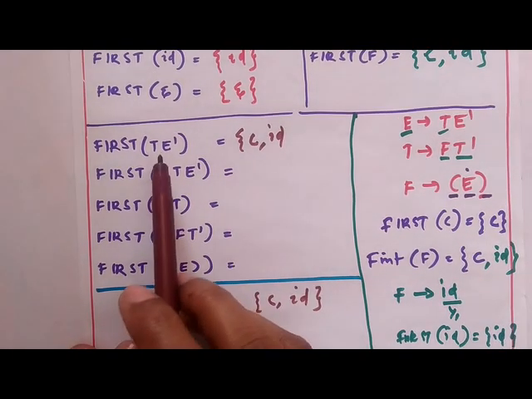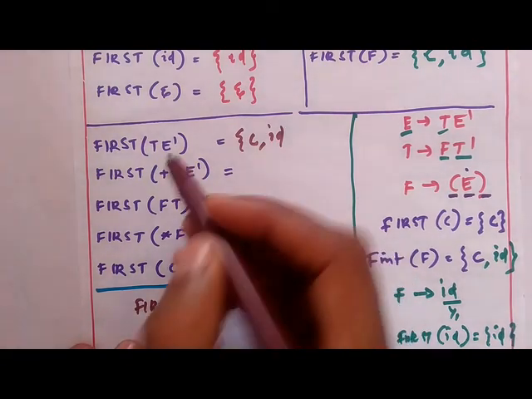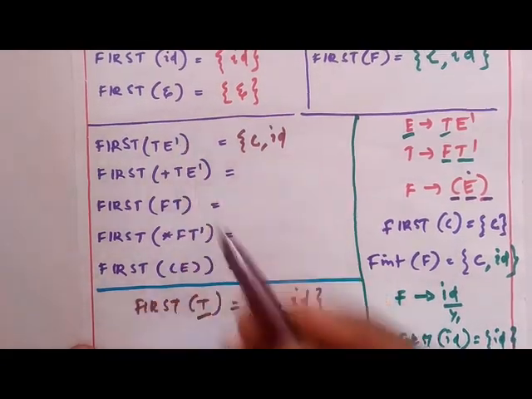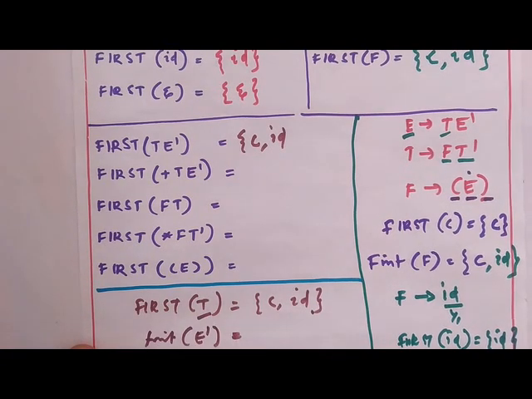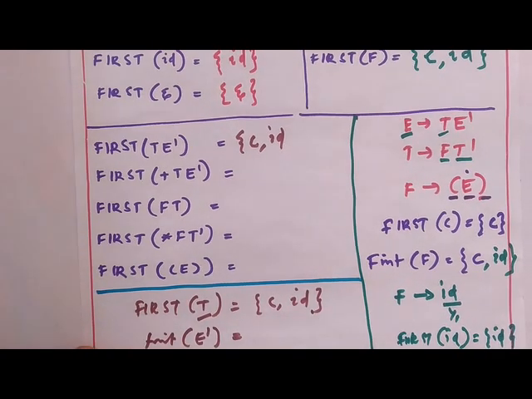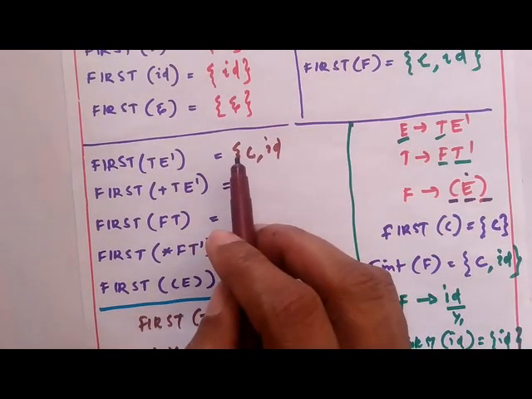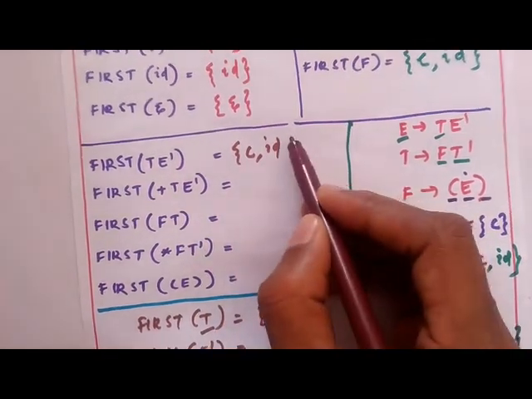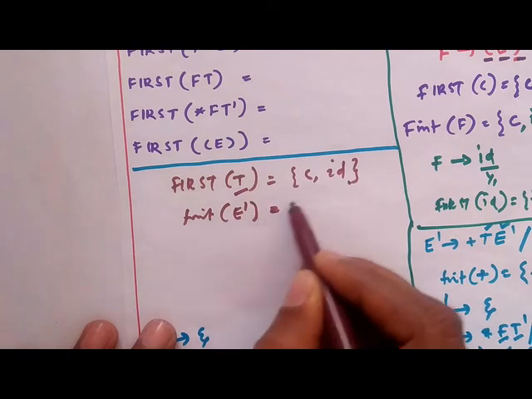Then if first of T contains epsilon, we need to compute first of E dash. But there is no need to compute first of E dash because first of T does not contain epsilon. So first of T E dash contains only two symbols, which are left bracket and id. Okay, no need to compute.